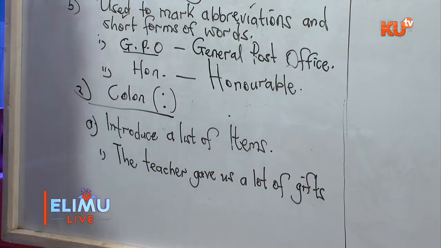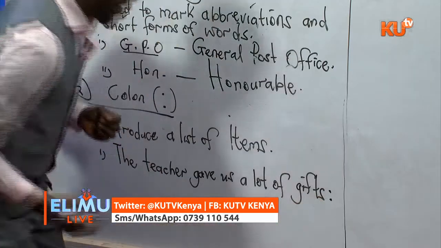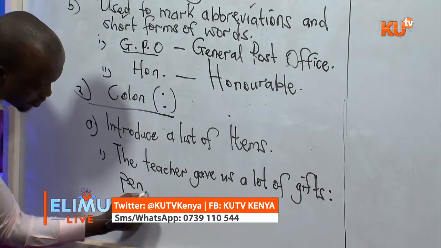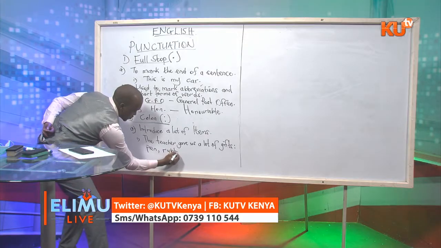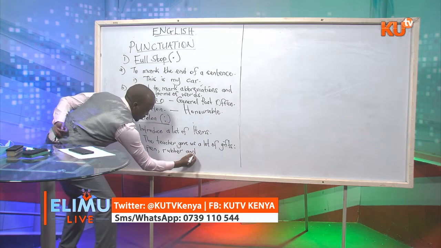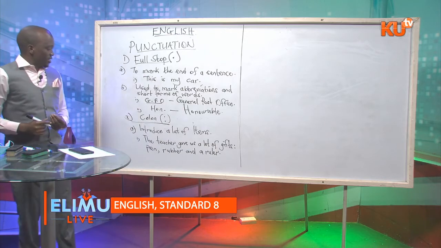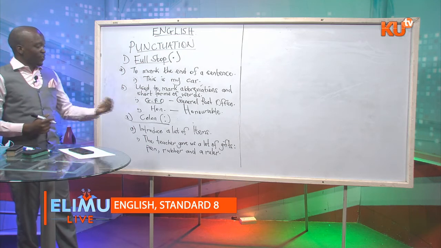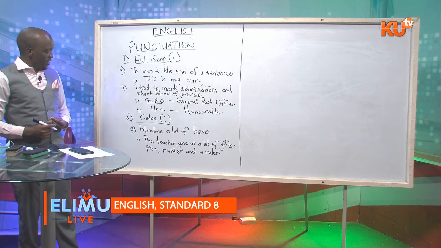The teacher gave us a lot of gifts, and now I want to introduce the list of these gifts. So I'll put the colon, and the first one there, pen, comma, rubber, and the teacher gave us a lot of gifts. Colon, and you don't say colon, you just create a pause there. Pen, rubber, and a ruler.